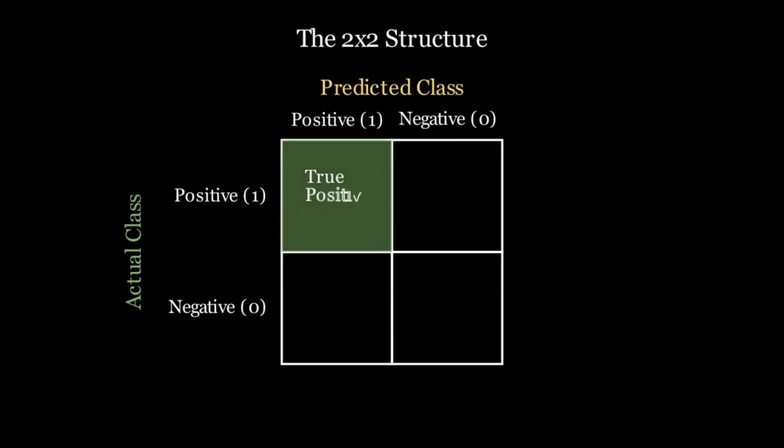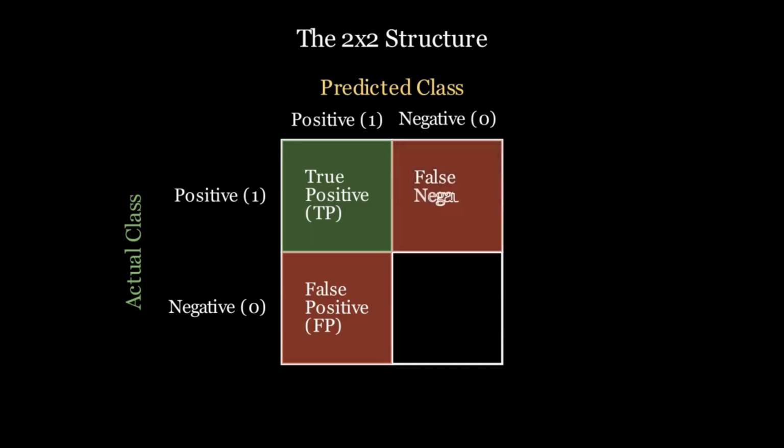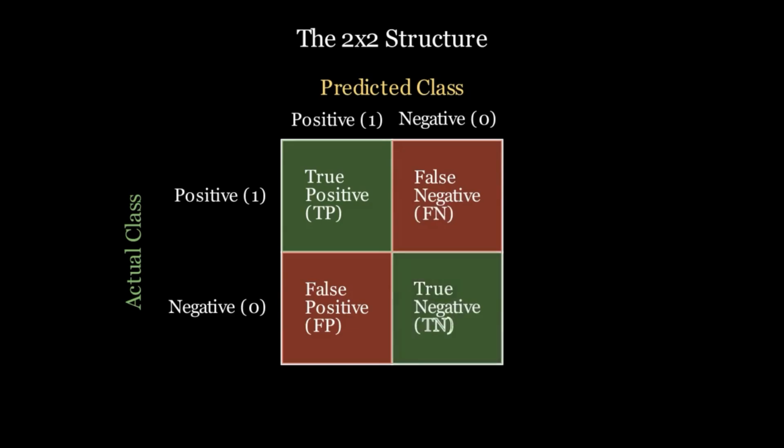When a model correctly predicts a positive result, this is a true positive. If it predicts positive but is actually negative, you get a false positive. On the flip side, predicting negative when it is actually positive gives us a false negative. And finally, correctly guessing a negative result is a true negative.